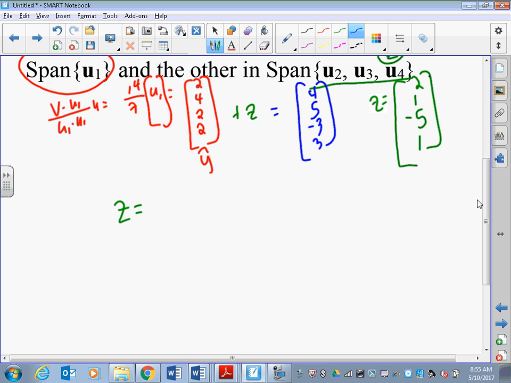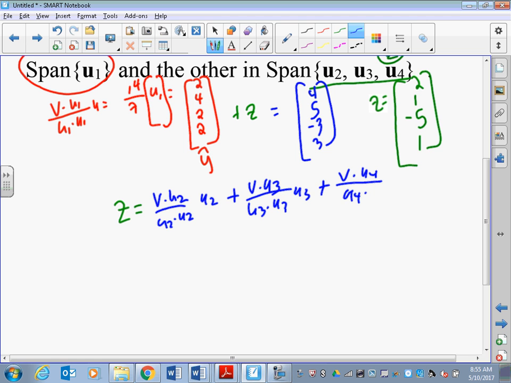And we can just, oh, no, we can't do it. B dotted with U2 over U2 dotted with U2, plus B dotted with U3 over U3 dotted with U3, plus B dotted with U4 over U4 dotted with U4, right? So we could do that if we really wanted to, okay?